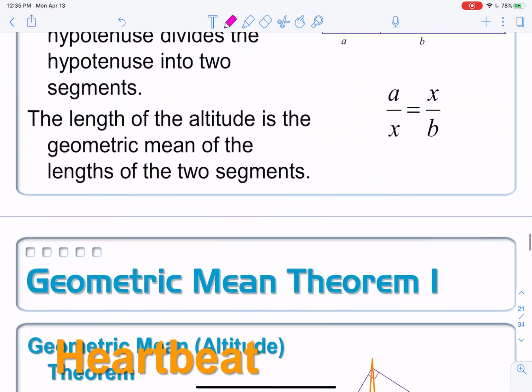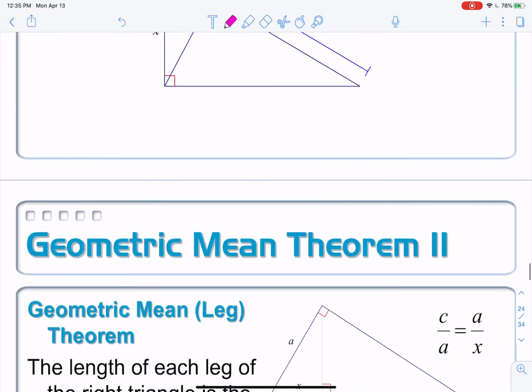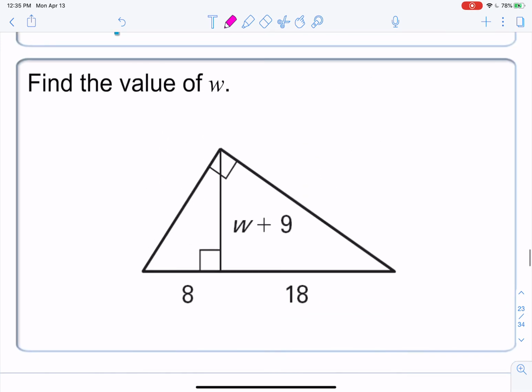Let me scroll down, go all the way down to that example. Whoa, that's too far. Here we go. So I set up my little heartbeat, and it's going to look like this. 8 over w plus 9 is equal to w plus 9 over 18. And let's set it up and solve it. 8 over w plus 9 is equal to w plus 9 over 18. Now we have our proportion.